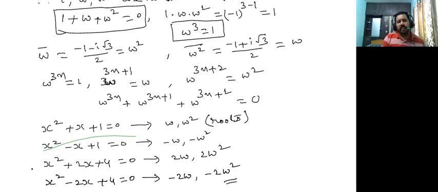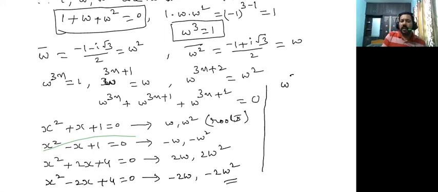So in the previous class we had done level 2, 36th and 39th problem. So x square minus 2x plus 4 is equal to 0 is given, so roots directly we can take as minus 2 omega, minus 2 omega square. No problem. In the 39th question, how we find alpha power 5 plus beta power 5, you know very well. And one more concept here.